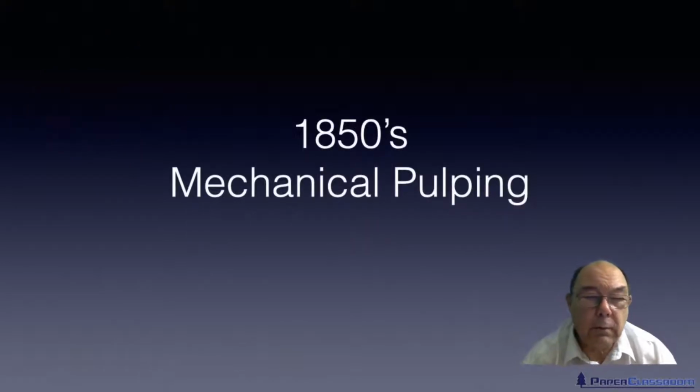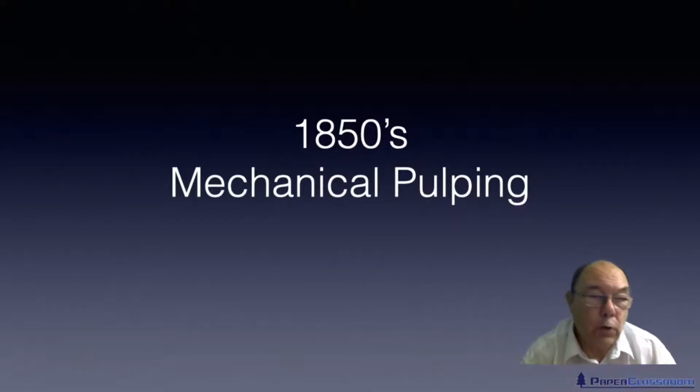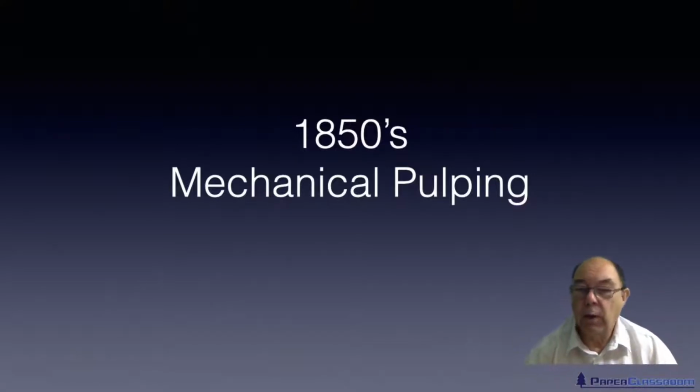I'll just outline what happened over the next 100 years or so in this particular video tutorial, and then in subsequent tutorials we'll talk in more detail about the processes. So the first point on the timeline is the 1850s. In the 1850s, mechanical pulping was developed. And what we mean by mechanical pulping is basically taking a tree or a wood chip and smashing it to pieces to make individual fibres.